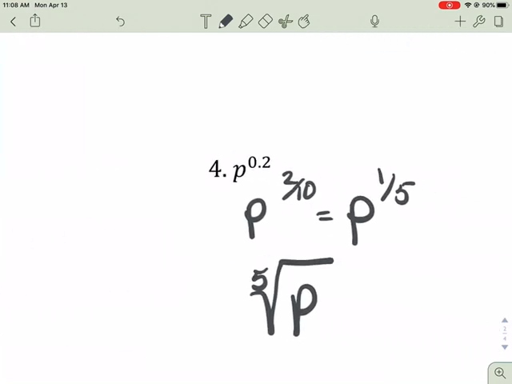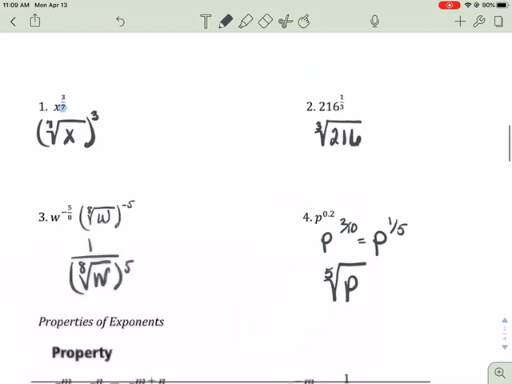Here's 4. Now, 0.2, remember, is 2 over 10, writing a decimal as a fraction. And then simplifying made it 1/5, so it's the 5th root of p.